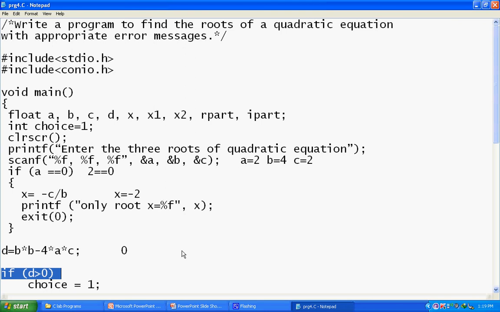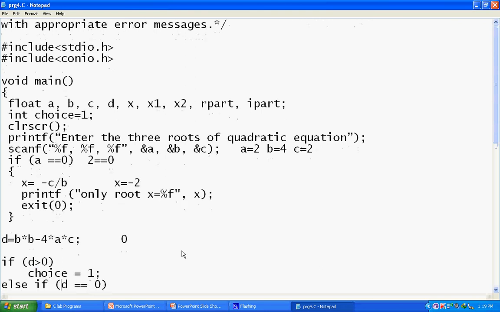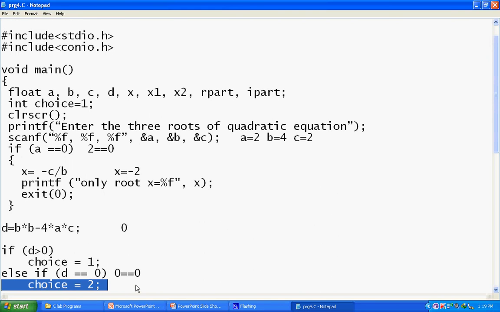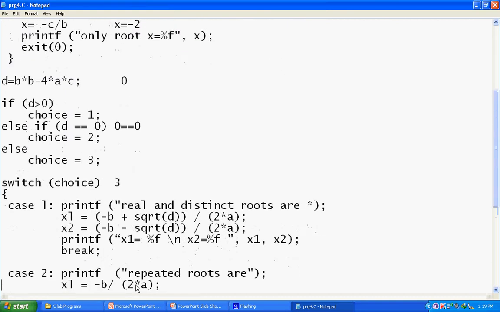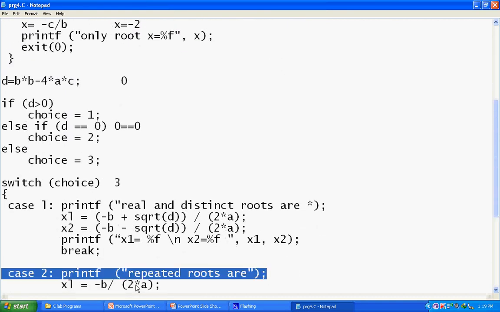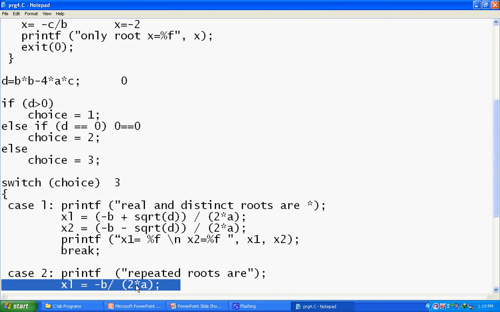In that case the if condition goes for checking d greater than 0, which is not true, so it goes to the second else if part, where it checks if the value of d is equal to 0. 0 equals 0. Yes, the condition is true. It changes the value of choice to 2 now. In the switch case it jumps directly to case 2, where we will go for finding the repeated roots.